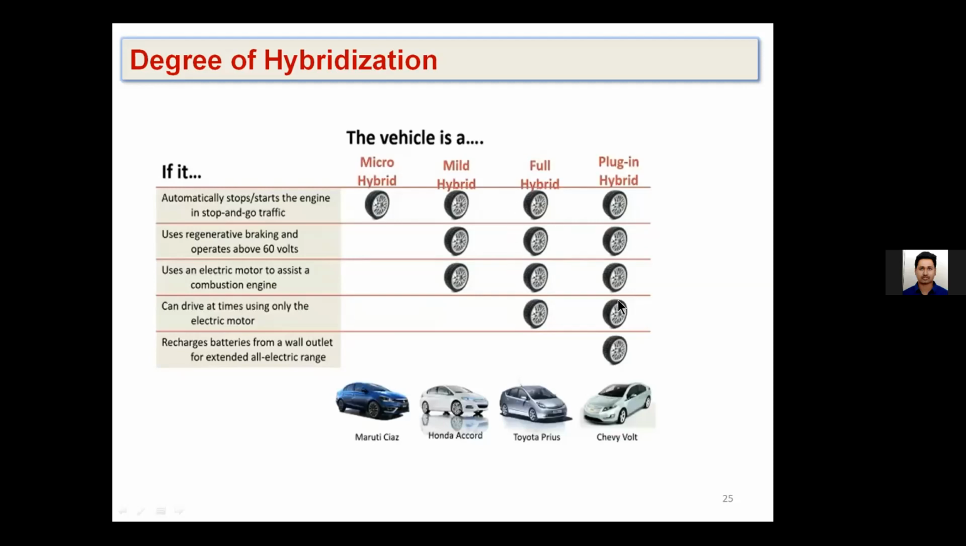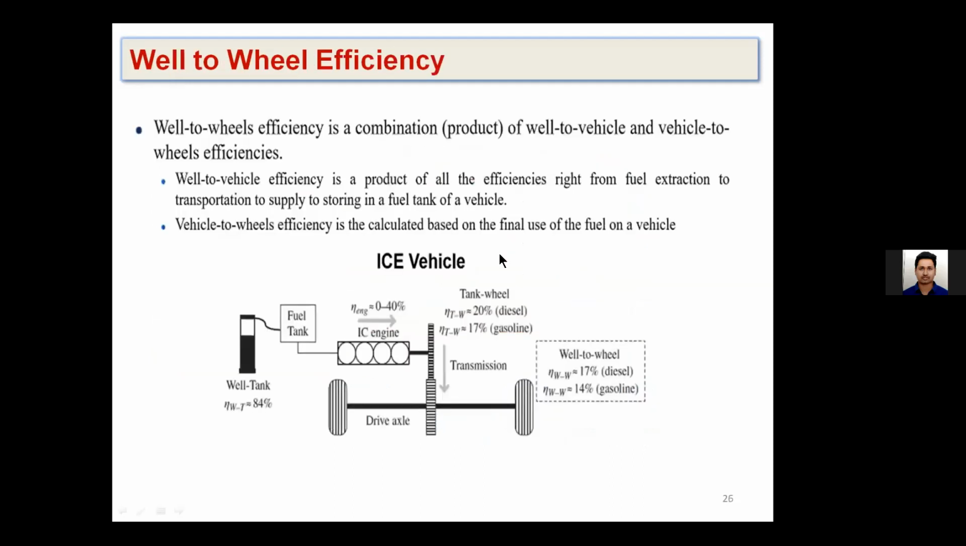And plug-in hybrid means whenever we want, we can plug into the onboard charger or some charging station, and the battery can be recharged. So the plug-in feature is there. These are the various examples for each category. Plug-in hybrid: Chevy Volt. Toyota Prius comes under the full hybrid.